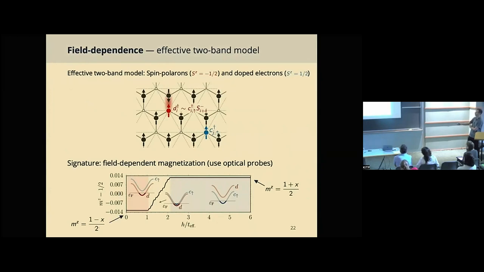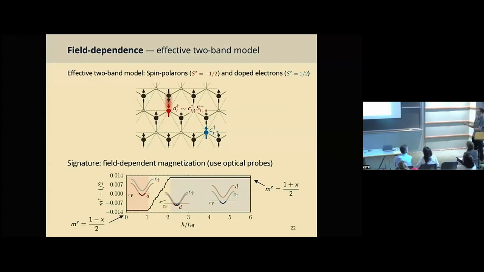So this would correspond to a magnetization plateau at weak doping densities of 1 minus x over 2. This is because this spin polaron state has effectively a spin quantum number of minus 1 half. So I'm pairing up a spin-up electron with a spin flip, so it's 1 half minus 1.